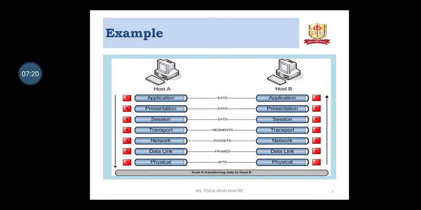So the receiver receives data in the form of bits at the physical layer. Then those bits are sent to the data link layer. The data link layer collects the bits and converts them into frames. Then frames are sent to the network layer. The network layer collects the frames and converts them into packets. Then those packets are sent to the transport layer. The transport layer collects the packets and converts them into segments.